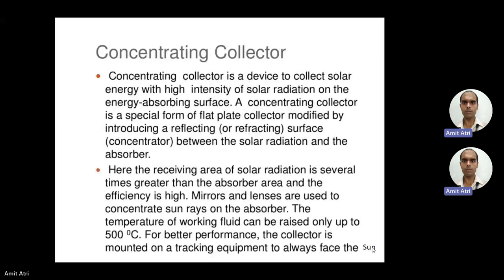Okay, so mirrors and lenses are used to concentrate the sun rays on the absorber. The absorber has a smaller area, whereas the receiver, the collector, has a larger area. So the temperature of the working fluid can be raised up to 500 degrees Celsius. For better performance, the collector is mounted on tracking equipment to always face the sun.